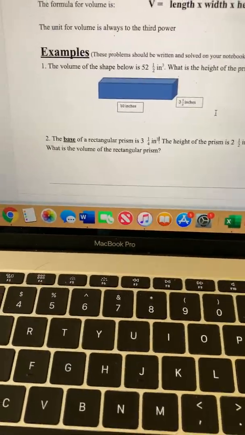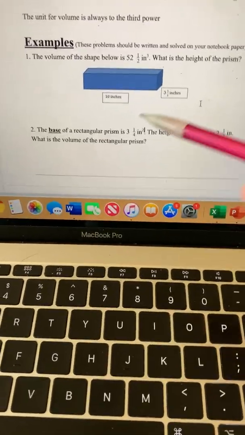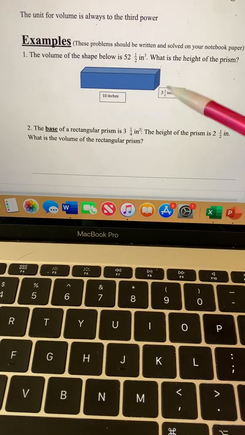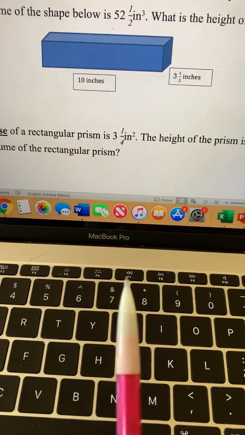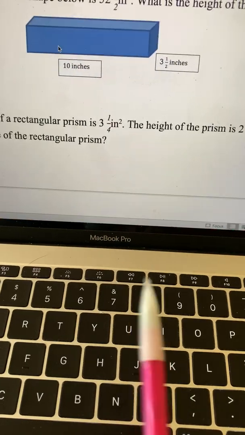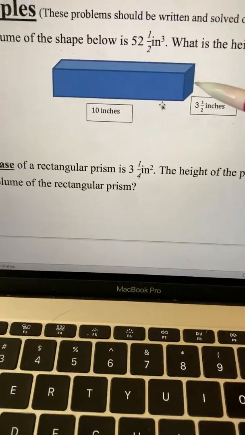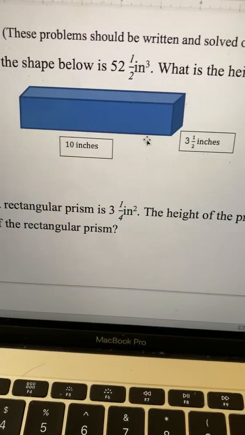So we're getting right into the examples. On the first example, I was saying that there is a base and a height, but it does not necessarily give us that. There's a base and there's a width, but there is no height. So I'm still going to go about this the same exact way I was before. Volume equals length times width times height. And I'm going to replace the letters with what I know.